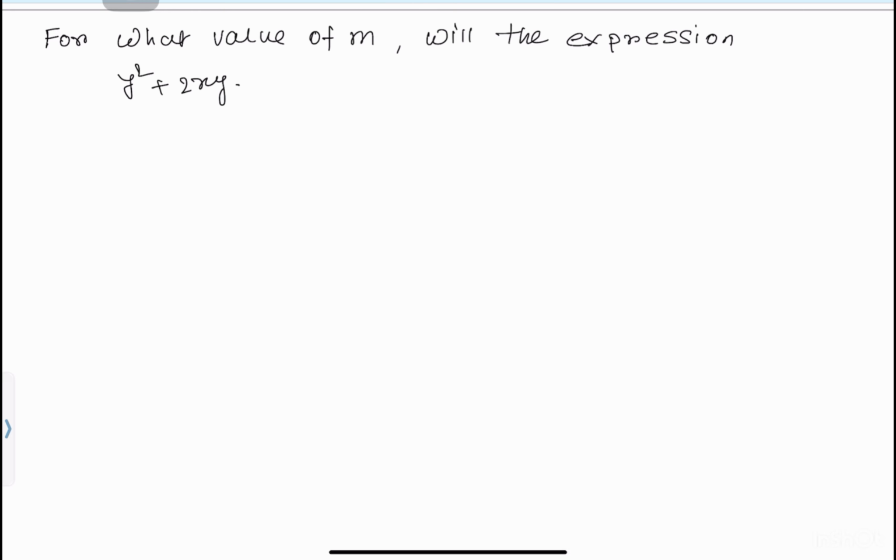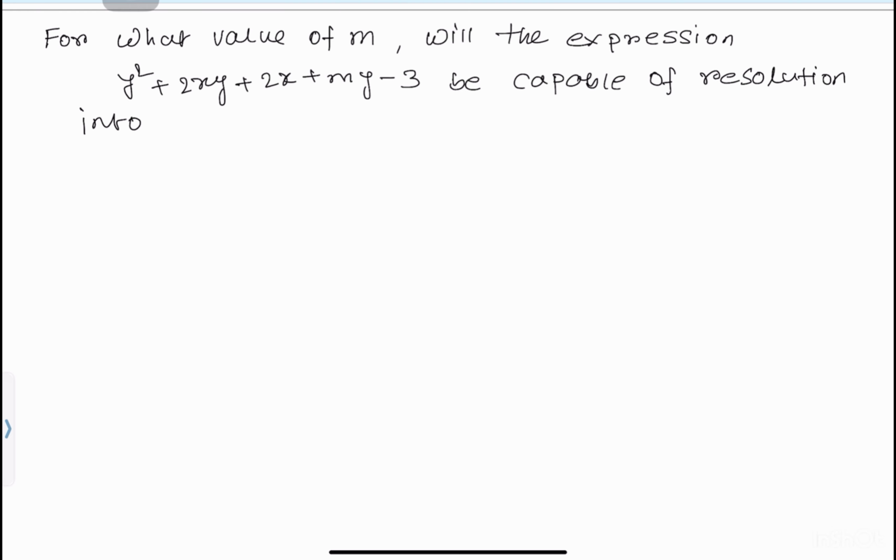First question: for what value of m will this expression, y square plus 2xy plus 2x plus my minus 3, be capable of resolution into two rational linear factors?